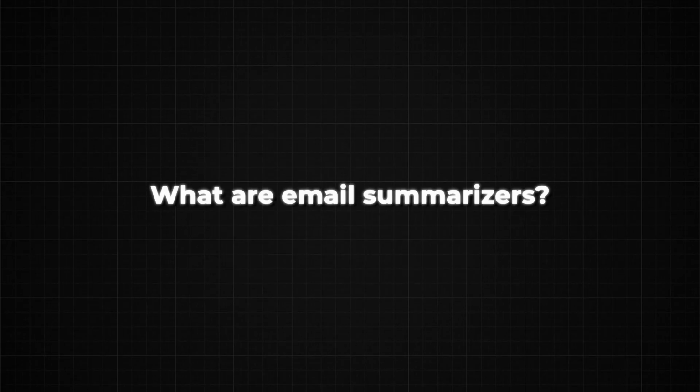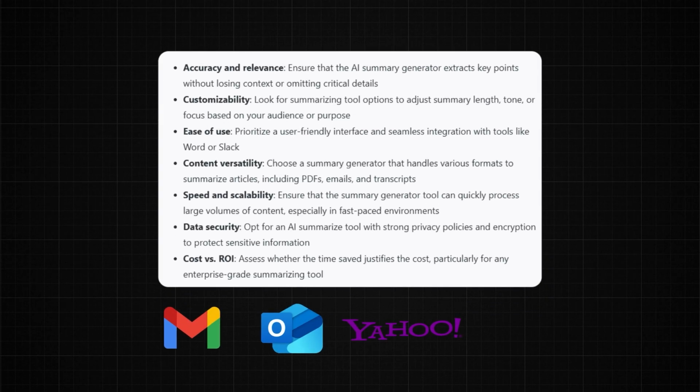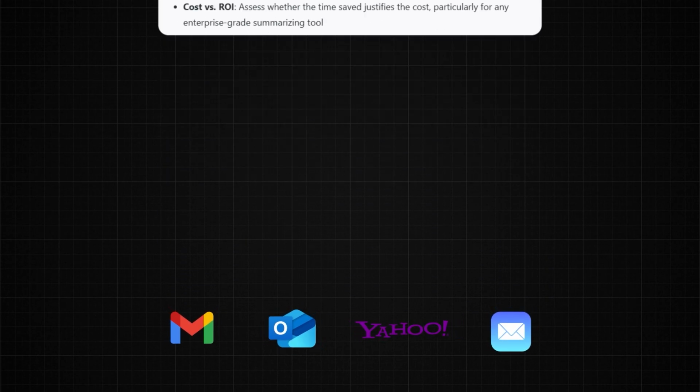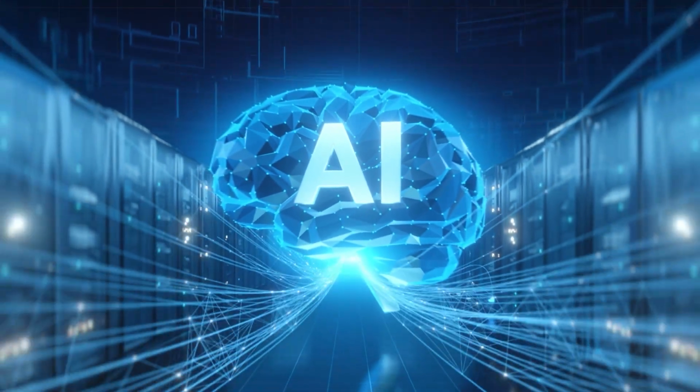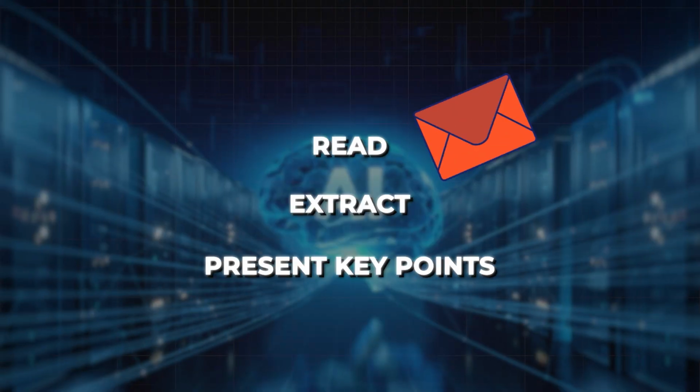So what are email summarizers in the first place? Email summarizers are tools built into email clients like Gmail, Outlook, Yahoo, and Apple Mail that use artificial intelligence to automatically read, extract, and present key points from your emails. So instead of your customers seeing your subject line and pre-header text and then clicking in, they might just see the Gemini summary: 20% off all orders, ends Sunday, free shipping. And that's it. That's all they're going to engage with.